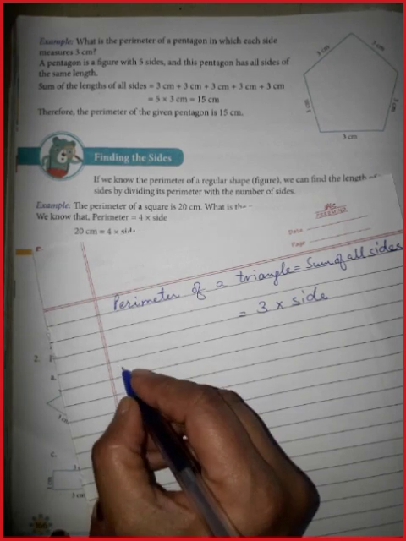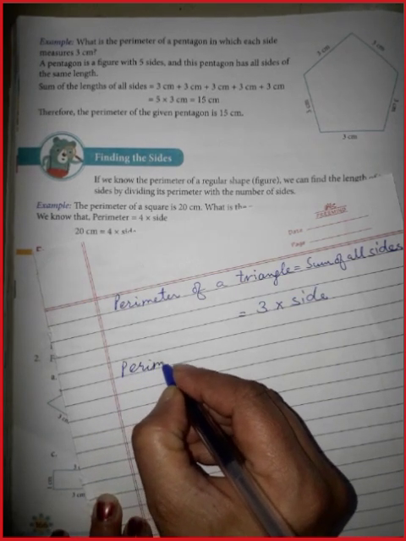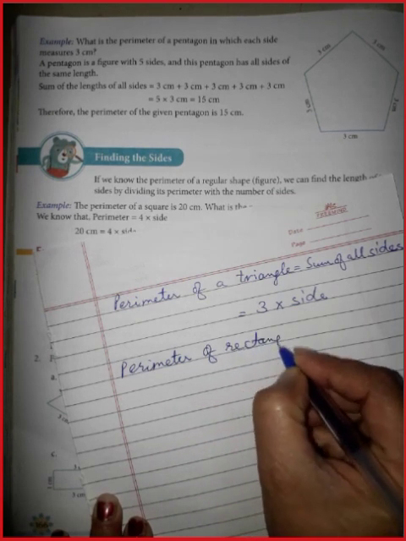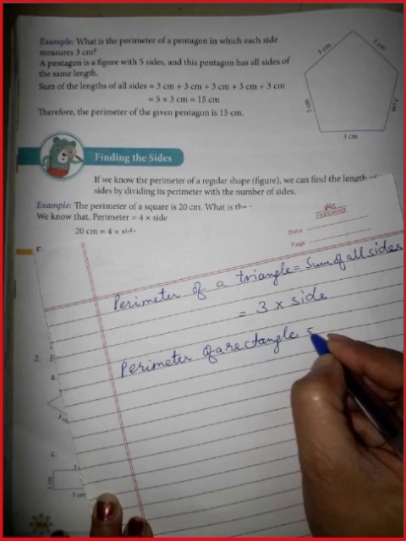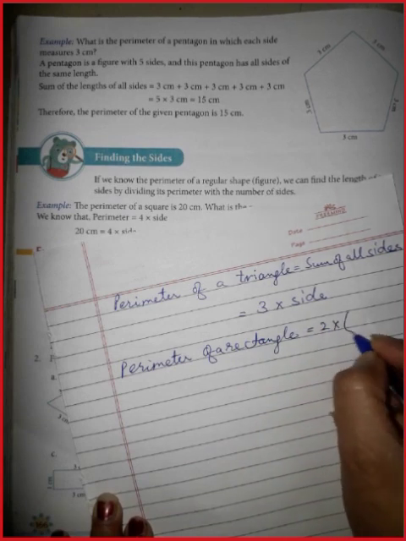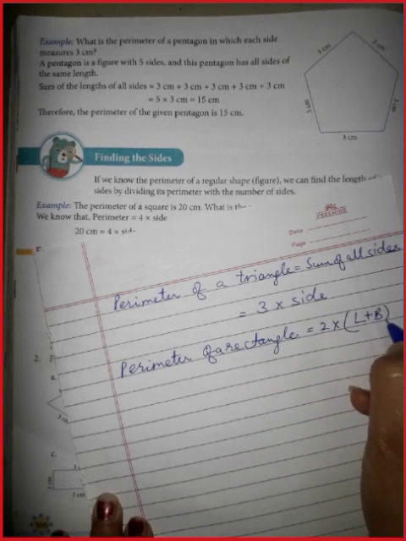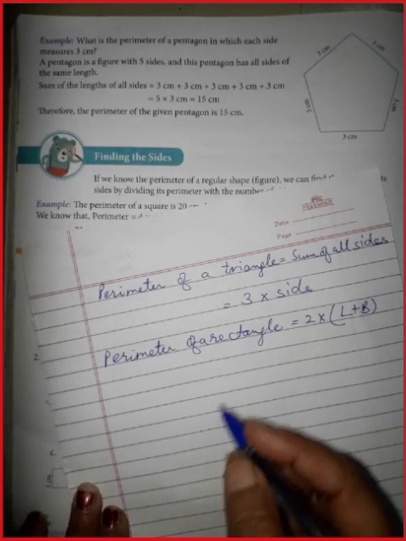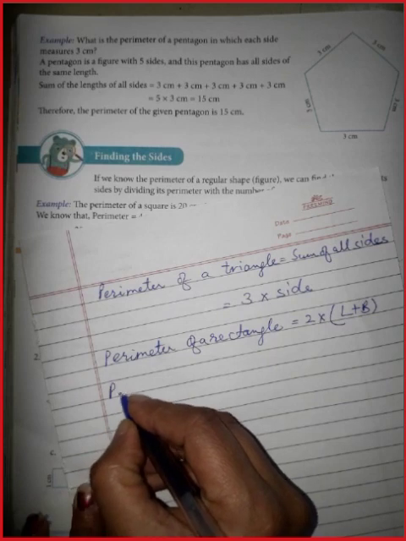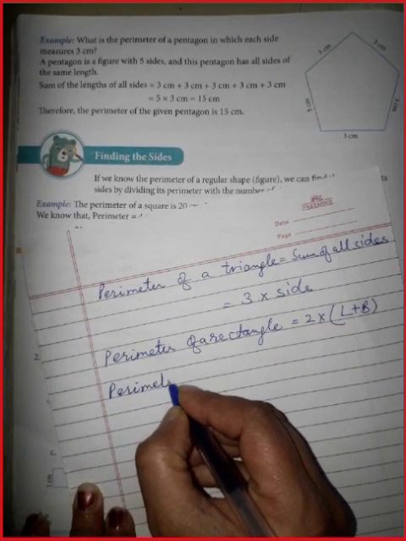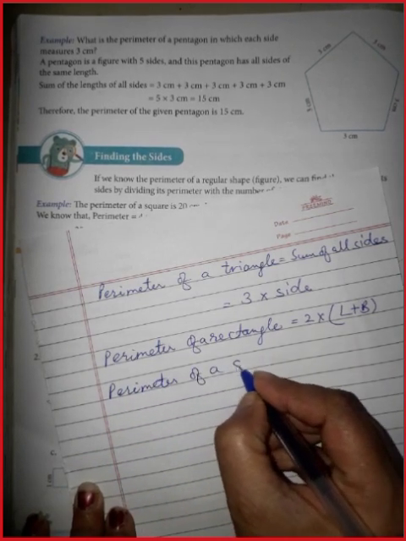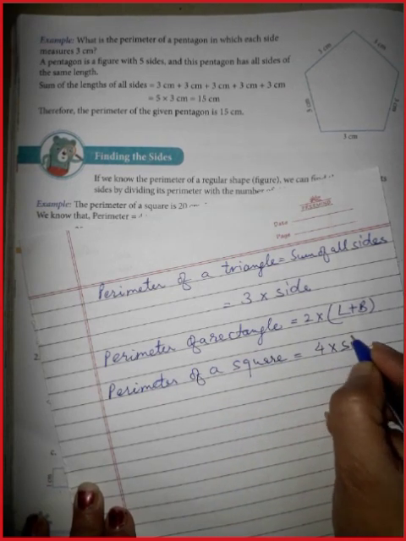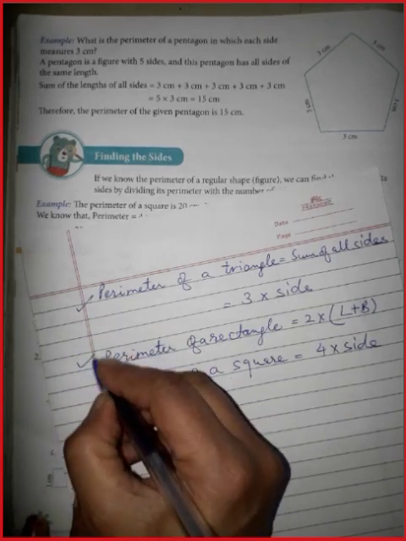This clear to you? Now perimeter of a rectangle is equal to what? 2 multiply (L plus B). Perimeter of a rectangle is equal to 2 multiply (L plus B). And perimeter of a square is equal to? Perimeter of a square is equal to 4 into side. Remember this. Remember these 3 formulas.